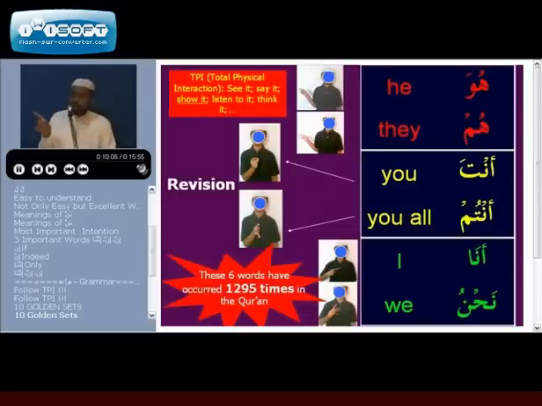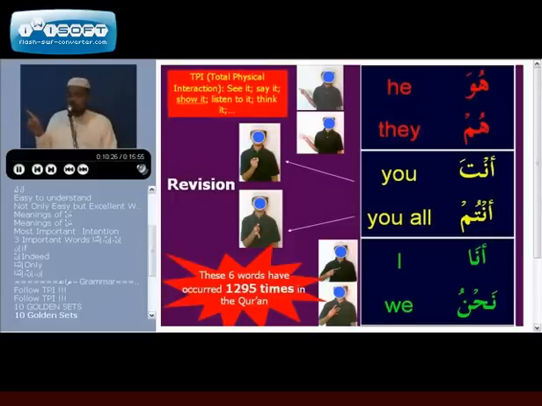So when you say huwa, show it with one finger of your right hand and point it to the right side, imagining that there's a big person sitting on your right. We'll talk about big later on. So huwa, he. Repeat after me, and I will try to say it slowly with you.